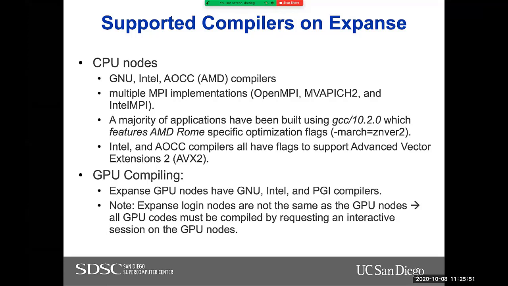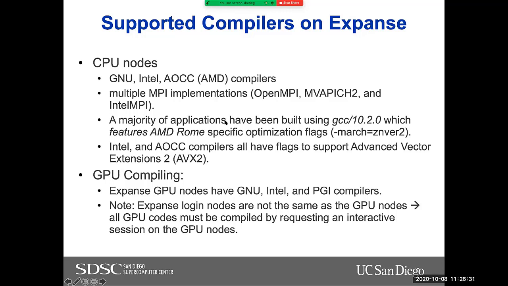This is where it gets a little complicated and where you need the modules. On the CPU nodes, we have GNU, Intel, AOCC, the AMD compiler, and multiple MPI implementations, and you'll have to be able to find the modules for these and get the right associated libraries loaded with it. At this point in time, many of the applications have been built with GCC, which has Rome optimizations, AMD EPYC Rome.